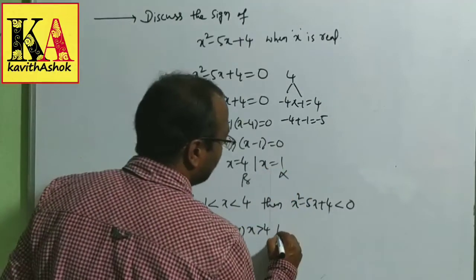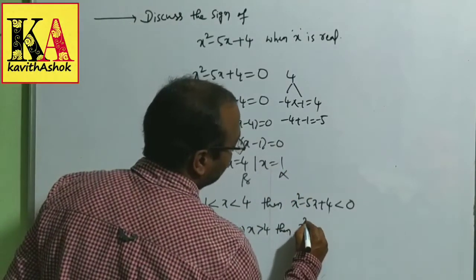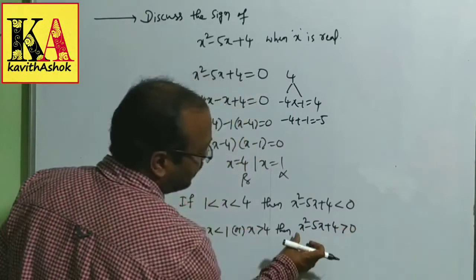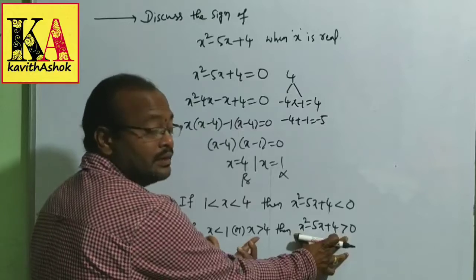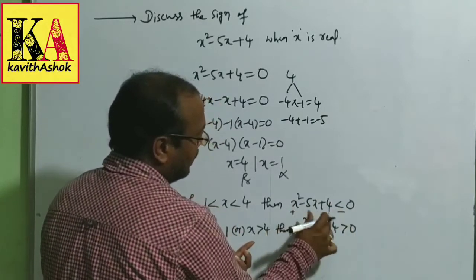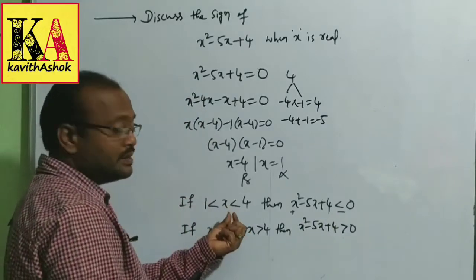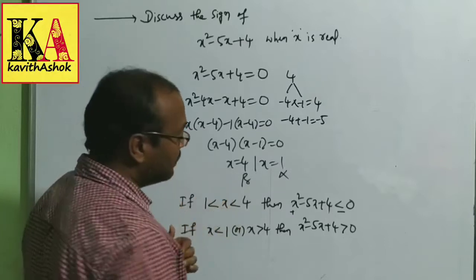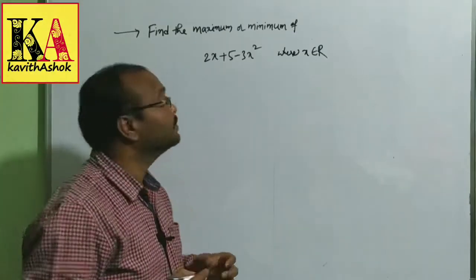So then x square minus 5x plus 4 is greater than 0. Plus plus in the sense repulsion. Here plus minus is there, then it will be attraction. The answer will be like this here. So we can compulsorily expect these questions for the annual exam. Is it clear now? Right.